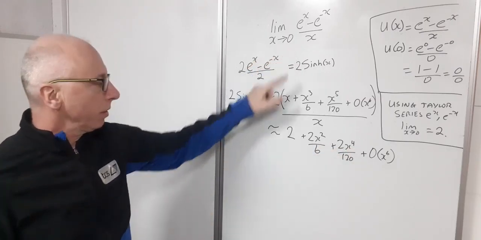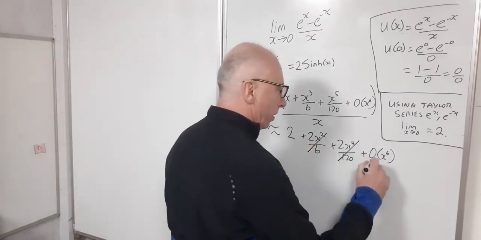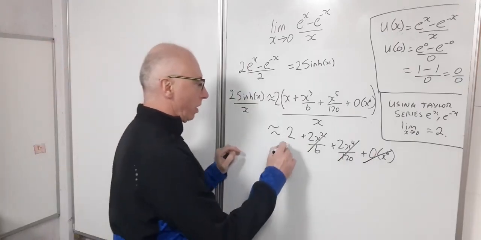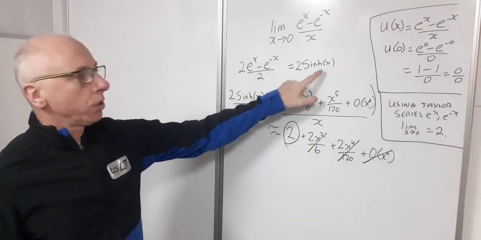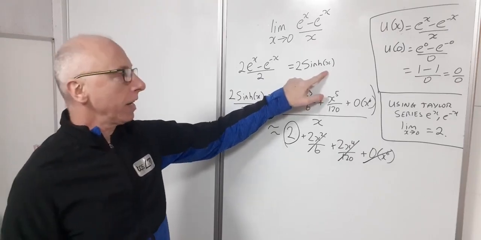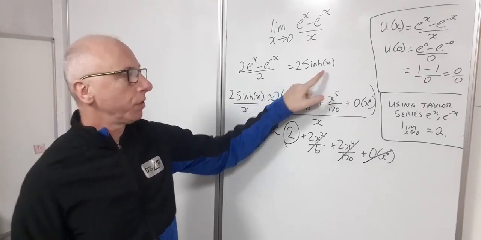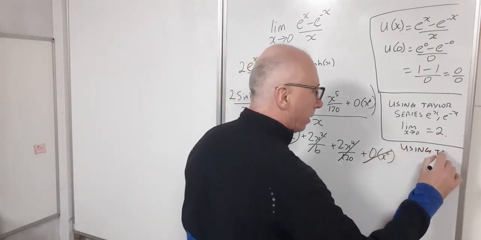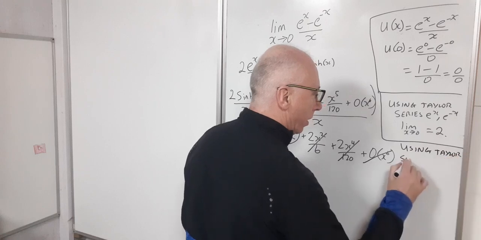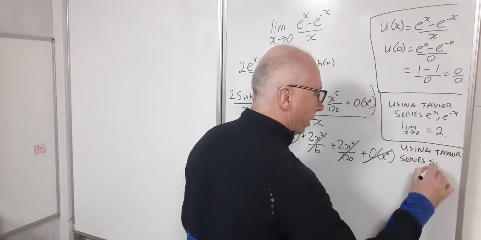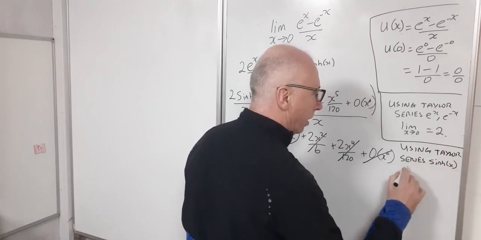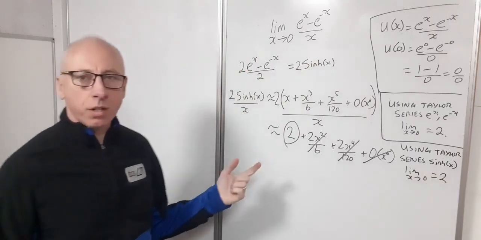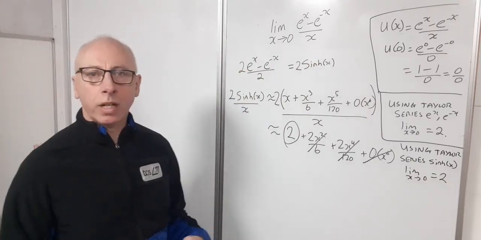As x approaches 0, well, this one will cancel, this one will cancel, and all of these would be 0 as we keep going on to infinity, and we're just left with 2. So using 2 sinh of x, we're still left with a limit as x approaches 0 of 2. So let's just write that one here. Using Taylor series of sinh of x, limit as x approaches 0 equals 2. So that's another way we could do it. So let's clear off the board and let's do one final way.